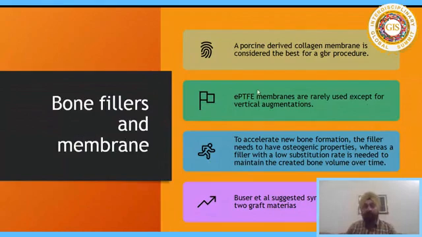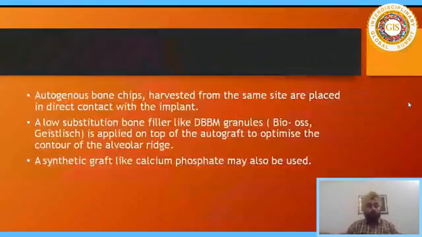Rusa et al. suggested synergistically combining two graft materials. So this is his concept. Autogenous bone chips harvested from the same site are placed in direct contact with the implant. Low substitution filler like DBBM is applied on top of the autograft. For patients who don't want to use a bovine material, you can also use a calcium phosphate.